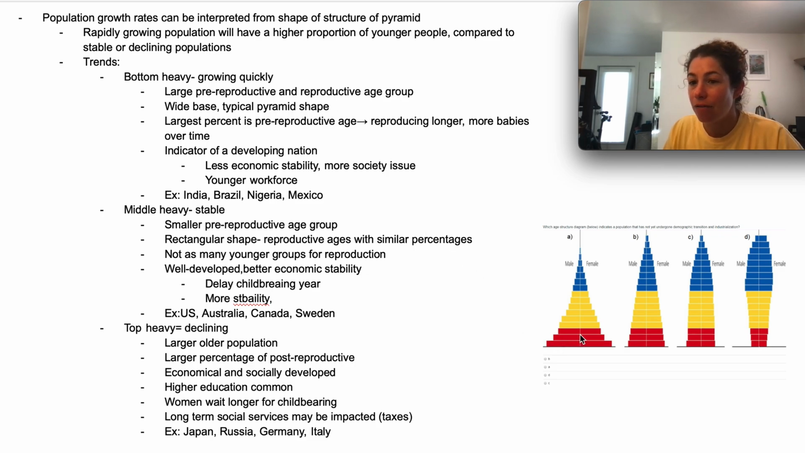So if you have, like here, a really bottom heavy population, that means you're growing quickly. Basically, you have a very large pre-reproductive age group, and if your largest percent of your population is pre-reproductive, that means your population is going to be reproducing longer and you're going to be making more offspring over time. Generally, populations that show this bottom heavy structure are a developing nation. They have less economic stability and a younger workforce.